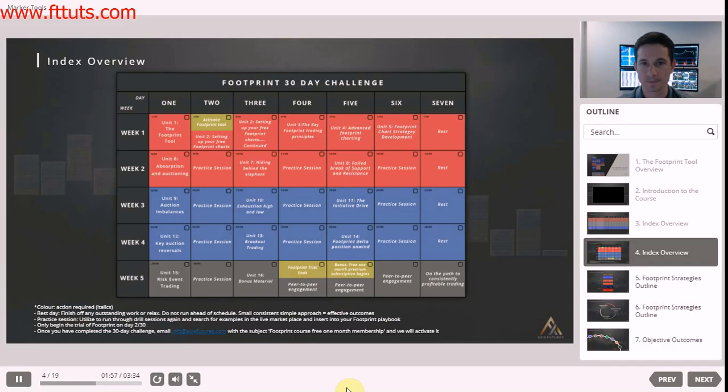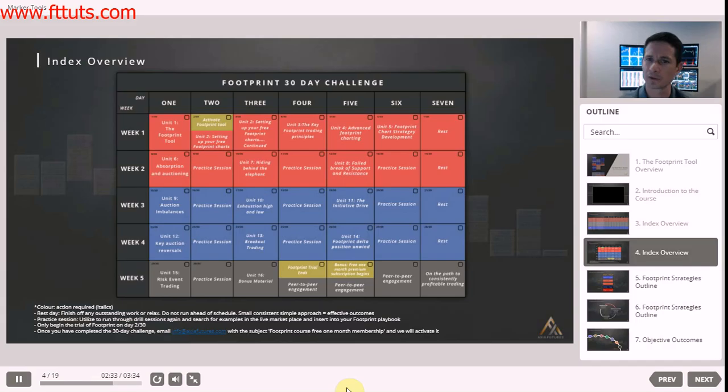Then also, what you will notice is that it's imperative that you only begin the trial of the Footprint chart on day 2, i.e. after you've completed unit 1. Note, the trial does end after 30 days, at which point you can continue your trial, but you will need to then purchase the Market Delta charting software. Also do note, once that charting software trial finishes, Axia Futures will then give you a 1-month free subscription to our premium streaming service.